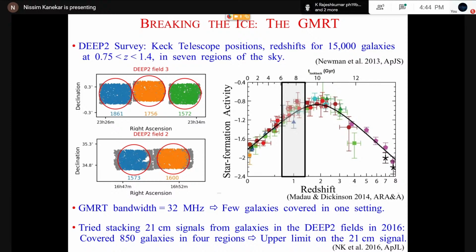And that's all we could do with the bandwidth that we had at that time. And that gave us an upper limit on the 21 centimeter signal. And that upper limit basically placed an upper limit on the average mass of the galaxies in the epoch of galaxy assembly at redshift of about 1.2. That's the best that we could do at that time. You would have needed much more observing time to do much better than that.